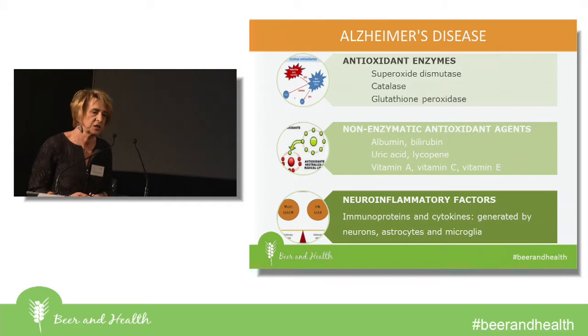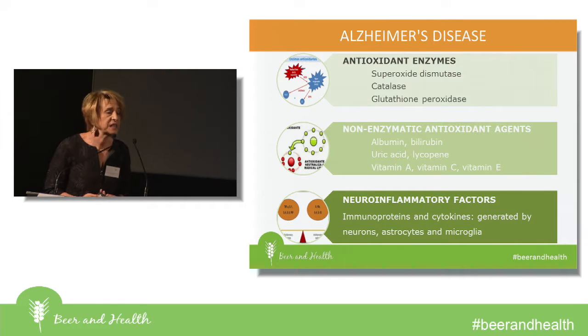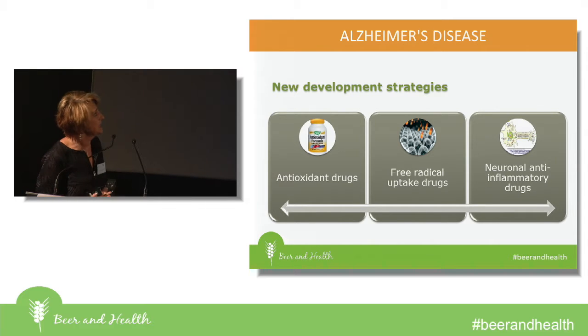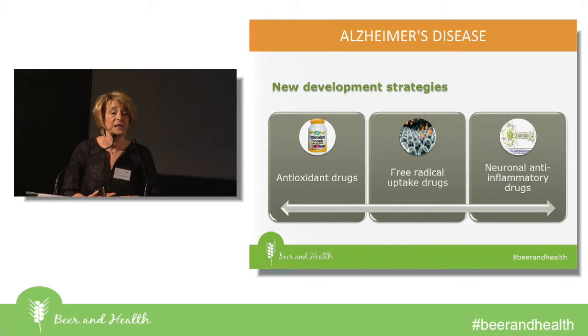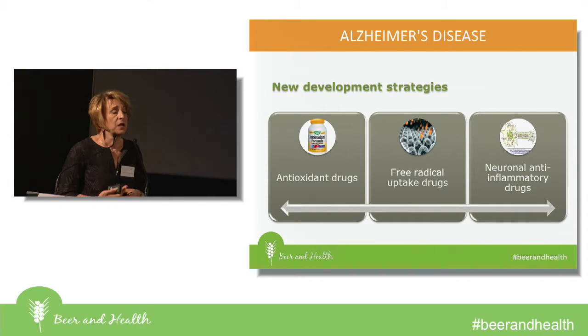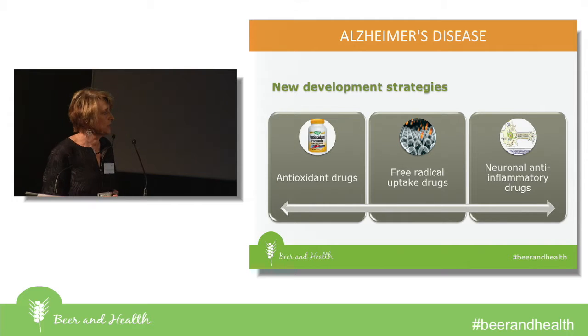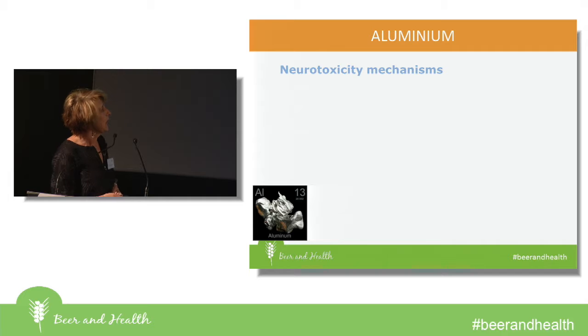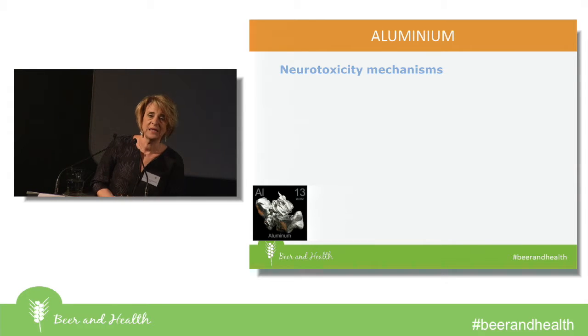We have also noted that AD patients have different factors in their brain. Neuroinflammatory factors generated by the neurons, astrocytes, and microglia. All of these theories have enabled us to develop different strategies in pharmacy, in the pharmaceutical industry. We have antioxidant drugs at our availability, and we also have free radical uptake drugs as well as neuronal anti-inflammatory drugs.